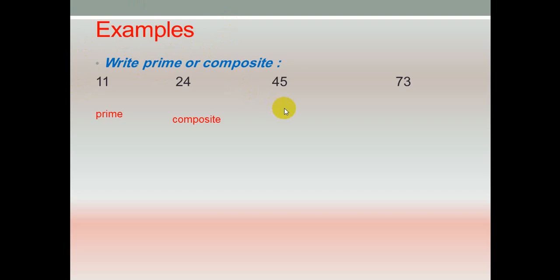45, is it prime or composite? It is a composite number: 1 times 45, 5 times 9, 3 times 15. And 73, prime or not prime? Prime number.